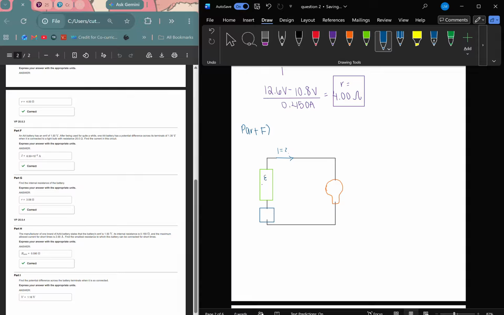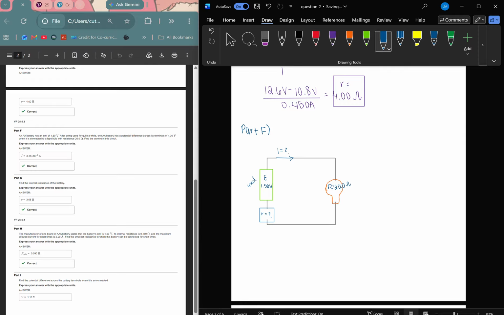So we know that the electromotive force is 1.50 volts. And then it's basically used a lot, so we're just going to put used. The internal resistor, we don't know. And this is going to be the resistance of 20.0 ohms. That's the light bulb.